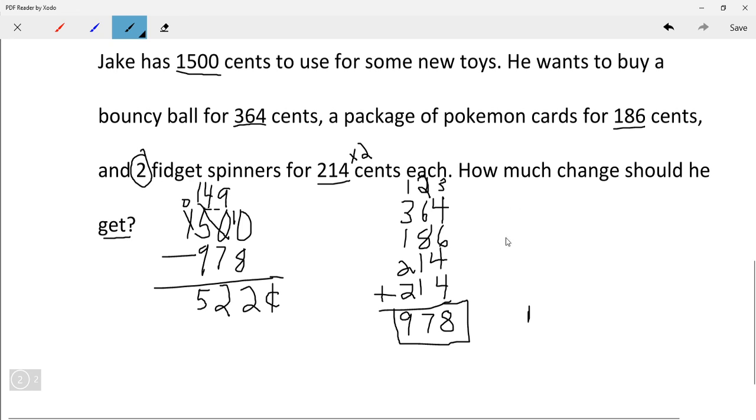So you need to make sure that the number that you are putting as your answer is actually answering the question that they're asking. Because if it's not answering the question that they're asking, even if you did all the math right, it is not the right answer.